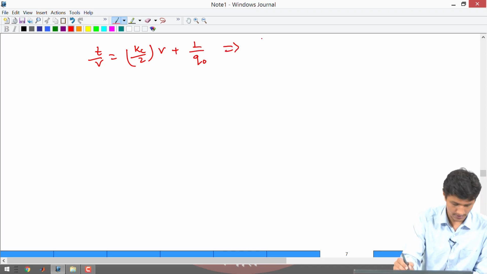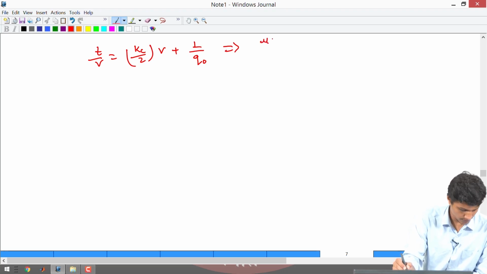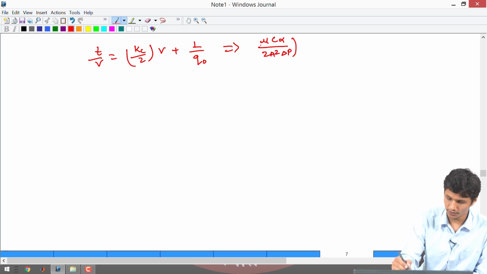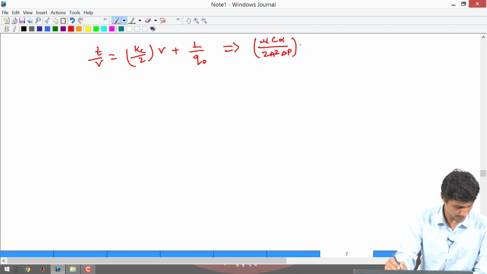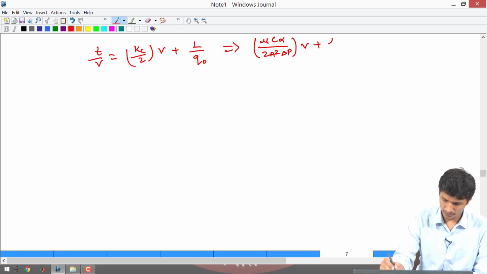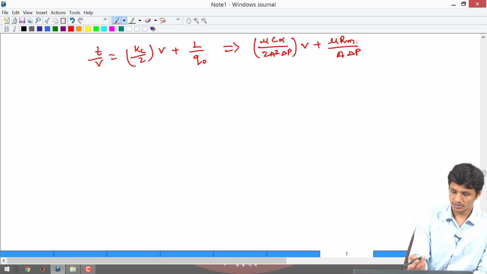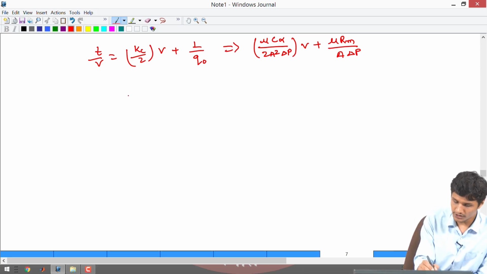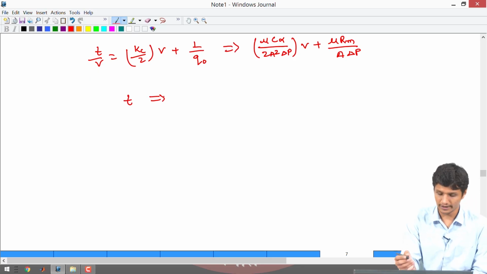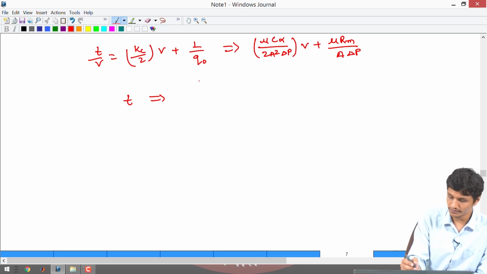equal to mu c alpha by 2A square delta p. I am just putting the value of Kc here, and the value of q naught, mu Rm into A into delta p. So now everything is known, we just need to calculate the time to collect the filtrate of 0.8 meter cube.